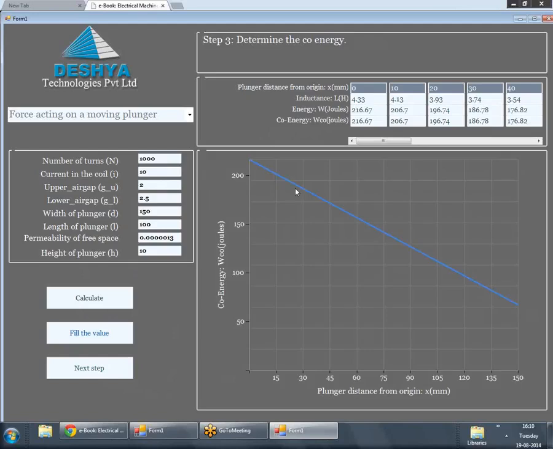Now if you see here, we have the co-energy exactly equal to the field energy because we have assumed a linear motion of the plunger. Sorry, not the linear motion of the plunger, it's the linear BH curve of the plunger, or the linear lambda versus i curve. We have not considered any kind of magnetic saturation. If magnetic saturation is avoided, then field energy is always equal to the co-energy.